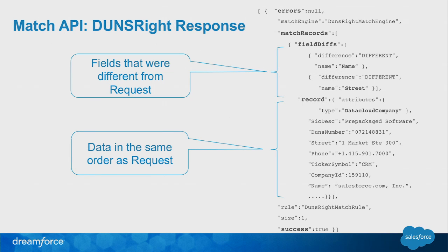So we'll come back with a list of records that match that record, and we'll also identify what's different. So you may have given us Salesforce, one market, San Francisco, California. We'll come back and tell you, well, we actually found that the name was different. It's actually Salesforce.com, Inc., and it was actually one market street. So we'll actually tell you which fields we found to be different in that diff section up on top, and then the result set that's below.